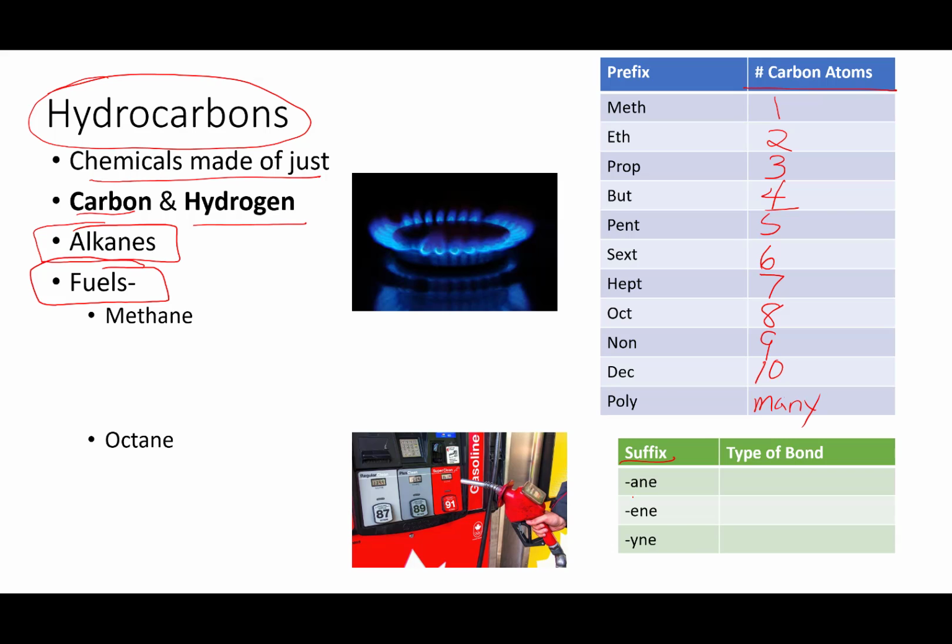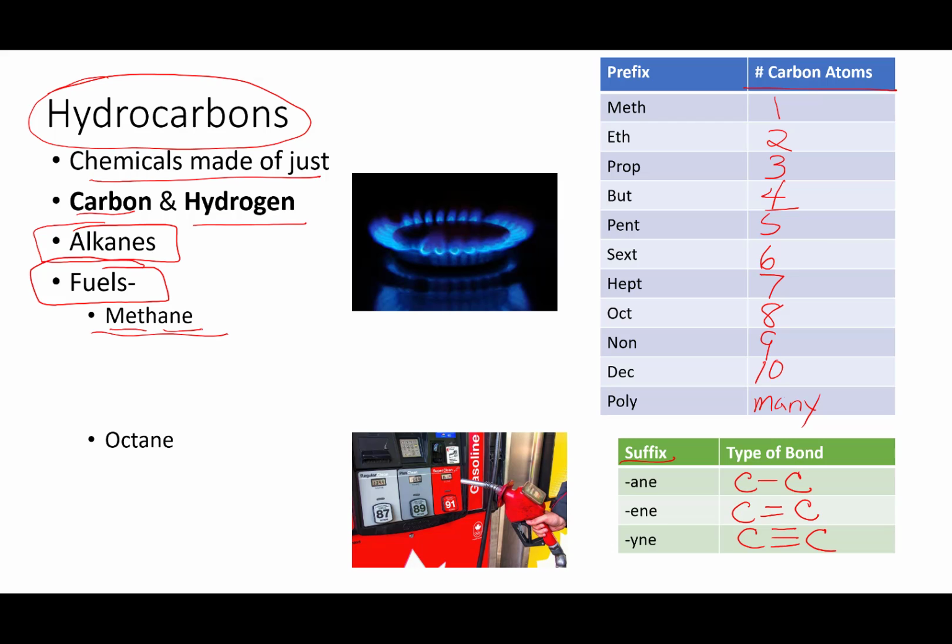The suffix tells you the bond between the carbon atoms. Ane is a single bond between carbons. Ene is a double, a little bit stronger bond. And yne is a triple bond, very strong bond between those carbons. So if you know the name of a hydrocarbon, you know an awful lot about its structure, whether you want to or not. It's kind of fun.